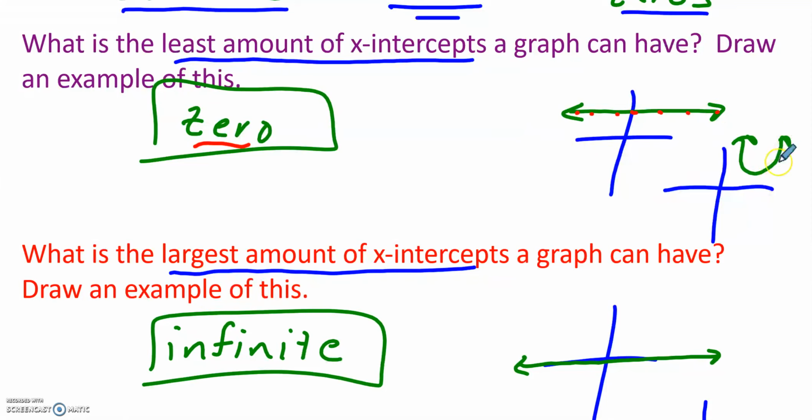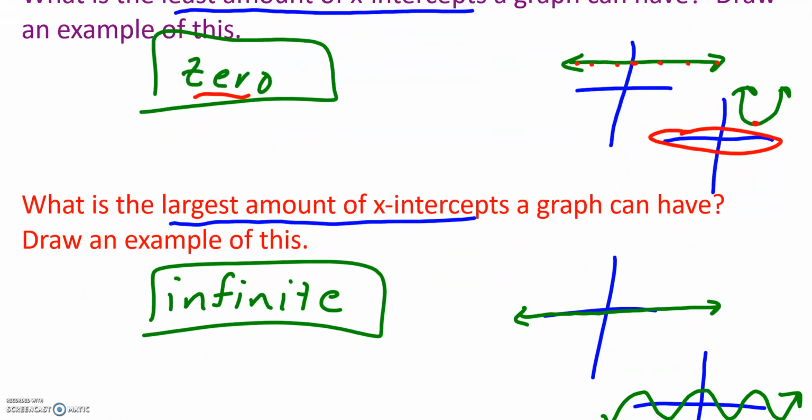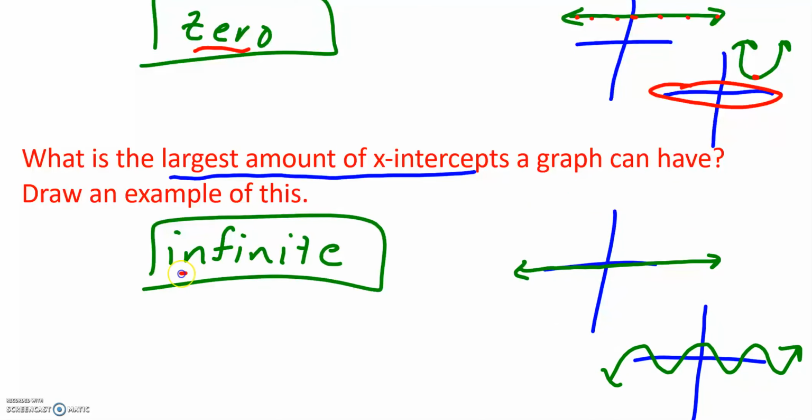And also, if I have a parabola, the vertex is here, facing away from the x-axis. It's not touching the x-axis, so there's 0 roots, solutions, or x-intercepts. On the other hand, what is the largest amount of x-intercepts you can have? I actually said infinite, and here are 2 examples to prove that.